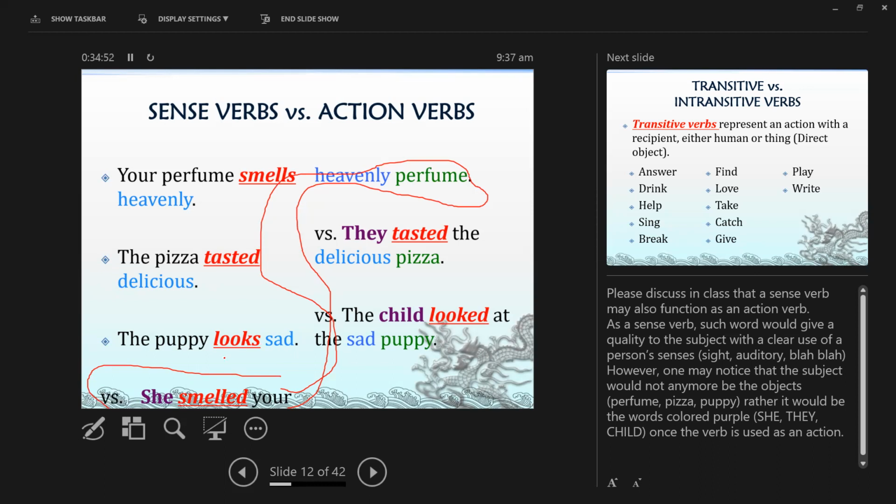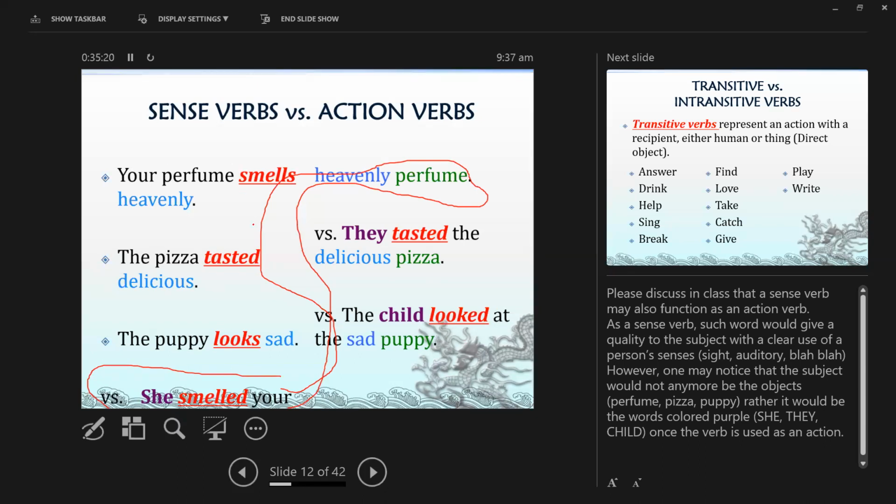Okay? Again, it is used as a sense verb because the puppy looks sad. It talks about how the puppy looks. And then the second example is the child looked at the sad puppy. This is the action that the child did. The child looked at the puppy. Okay?